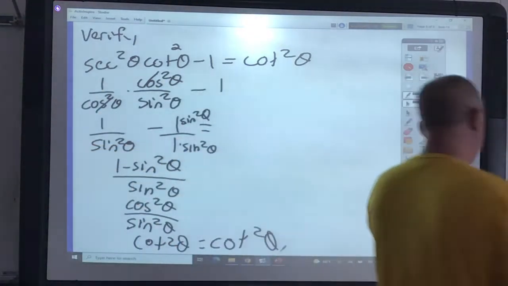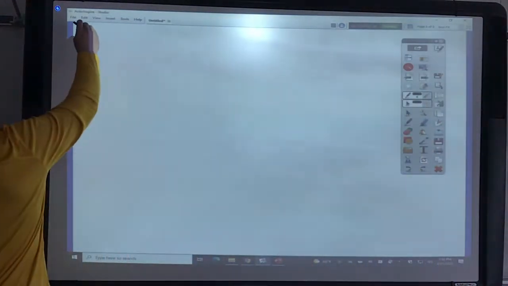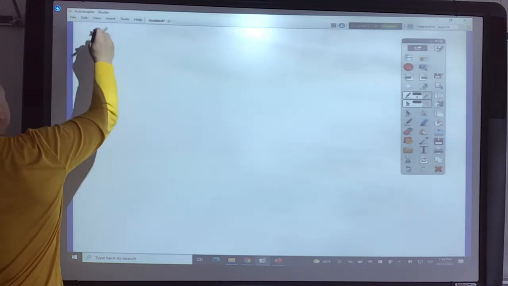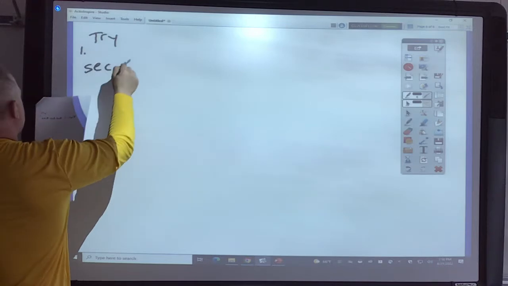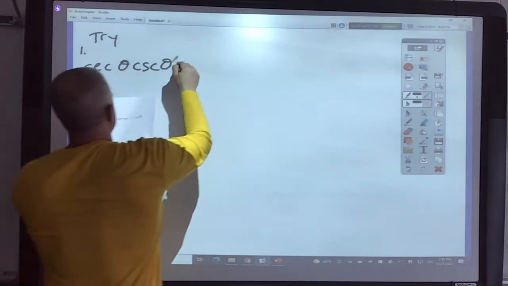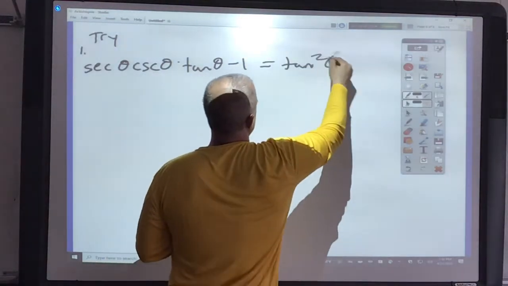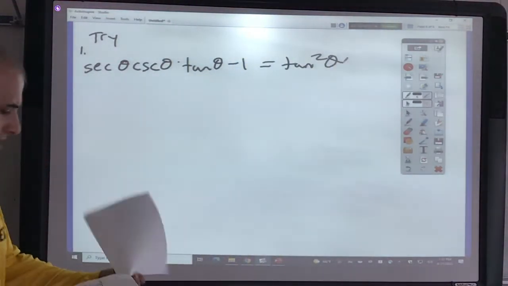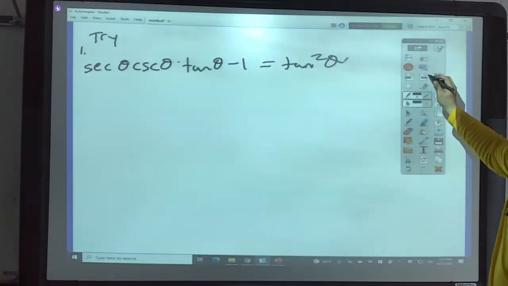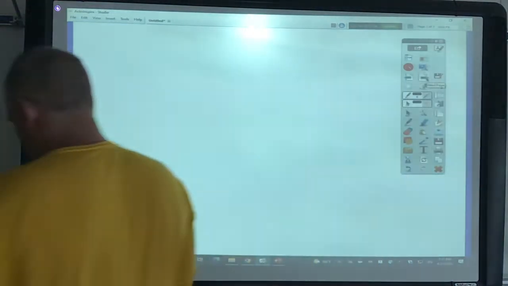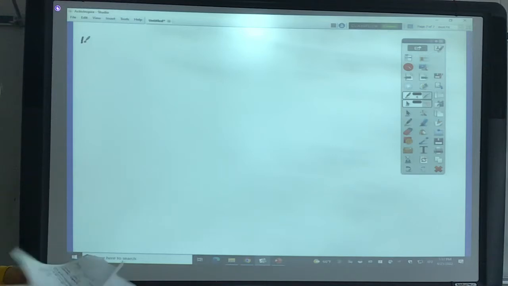Okay. All right. So the one I would like you to try is secant of theta, cosecant of theta times tangent of theta minus 1 equals tangent squared. Okay, you can try that and then check that in Canvas. All right. Now let's do 2 more together. And then you can do 1 on your own, and that's it for this lesson.